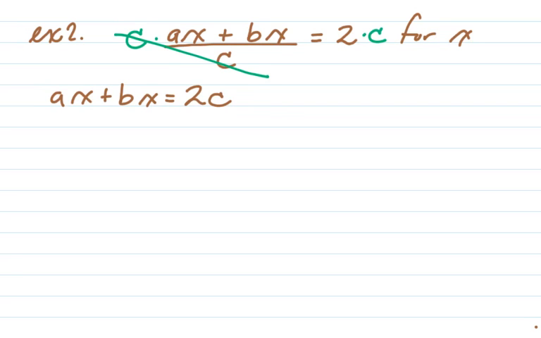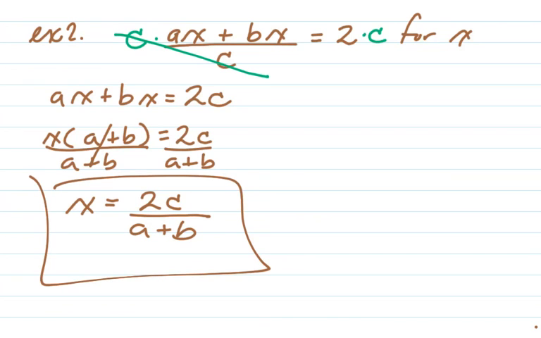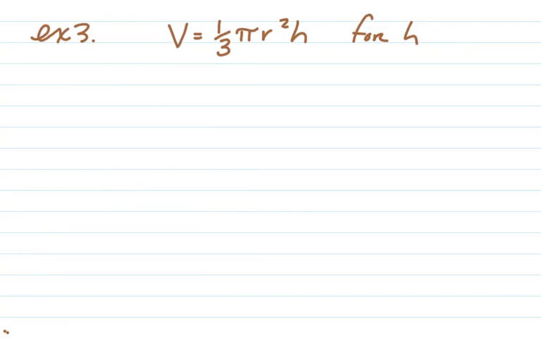Now it's just like problem number 1. I can factor out an x, be left with a plus b, and then divide by a plus b. That's our answer for example number 2. Let's move on to example number 3.